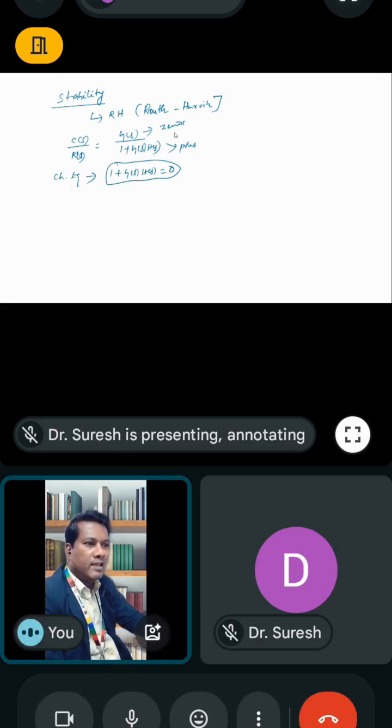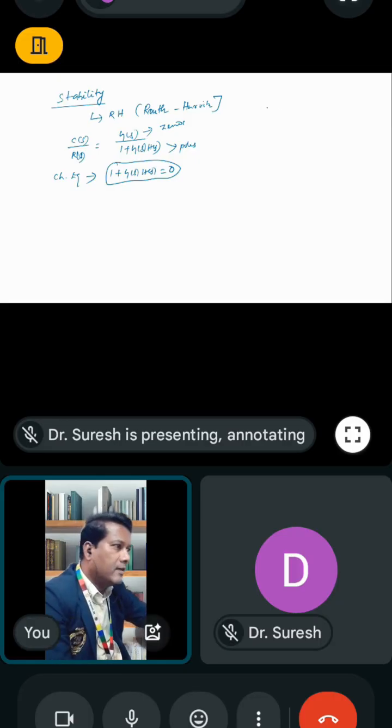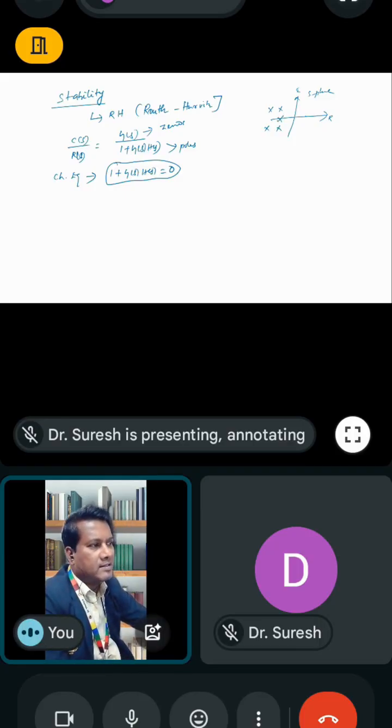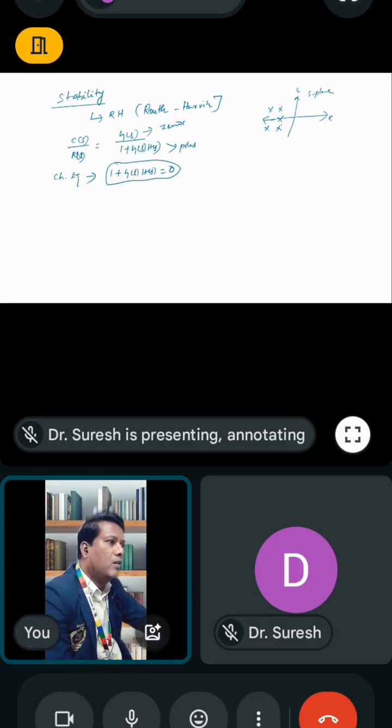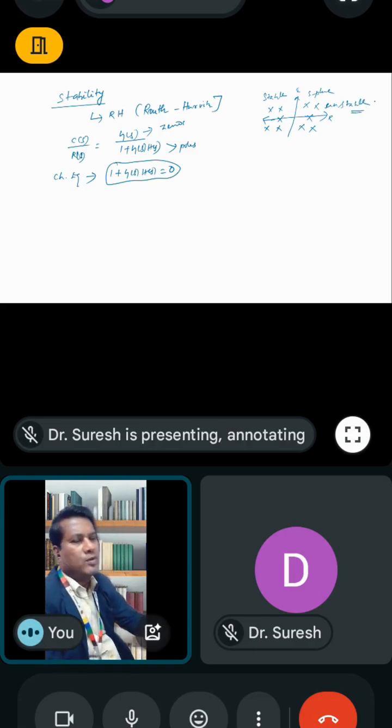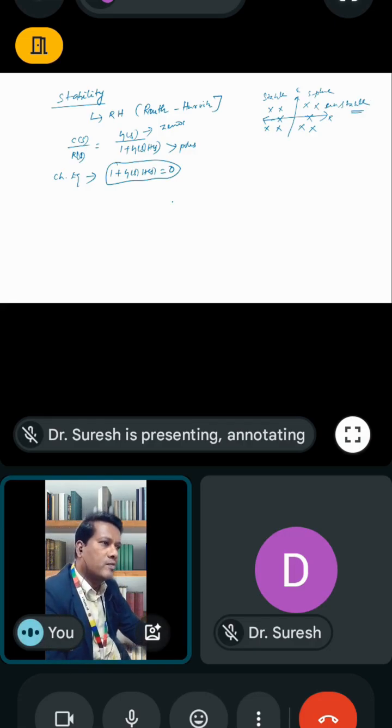Assume this is the S-plane, a complex plane with real part and imaginary part. If the poles lie on the left side, the entire left side of the S-plane, then the system is stable. If poles are on the right side, the system is unstable. Routh-Hurwitz is one of the methods used to find the location of closed loop poles.